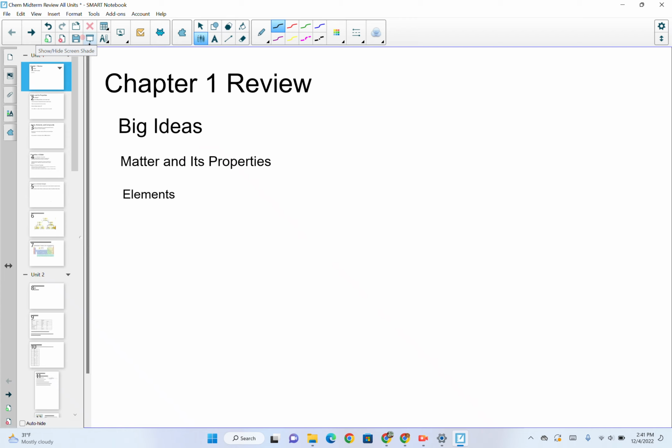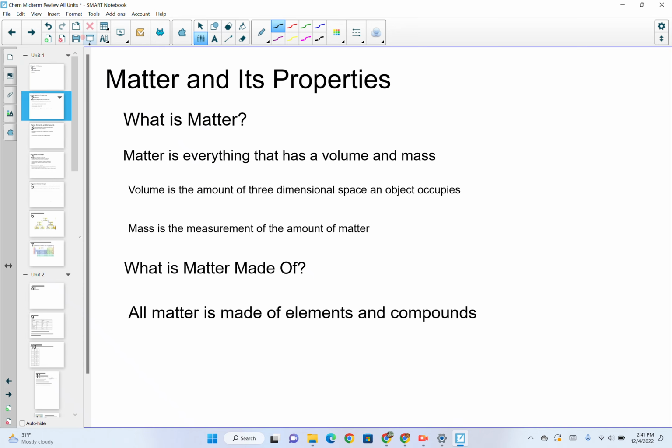Hello, this is the Chapter 1 review for General Chemistry. The big ideas of Chapter 1 are matter and its properties, and elements. So what is matter? Matter is everything that has a volume and a mass. The definition of volume is the amount of three-dimensional space an object occupies, and the definition of mass is a measurement of the amount of matter.